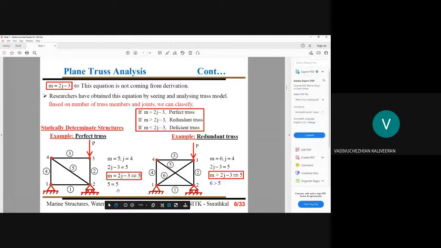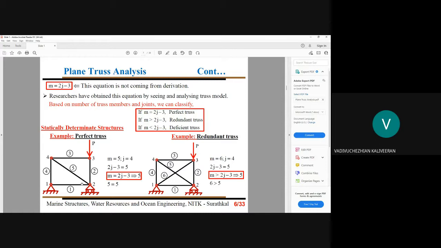One thing you have to note: from the external point of view, it is satisfying statically determinate. At the same time, it is also a perfect truss. When I say perfect truss, please remember that internally also it is satisfying statically determinate. What is a perfect truss? When I say perfect truss, internally also it is statically determinate.